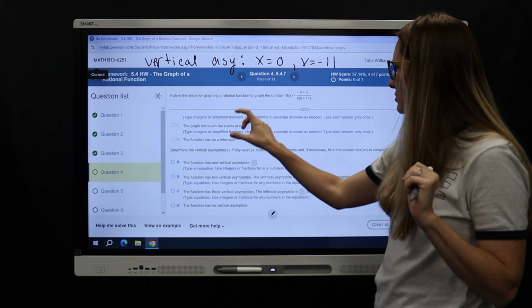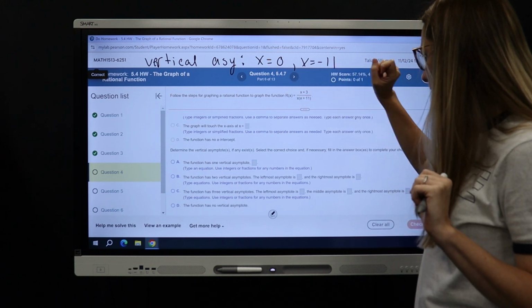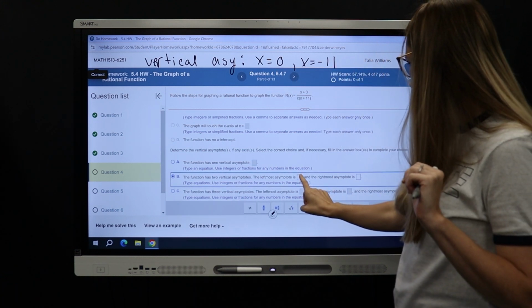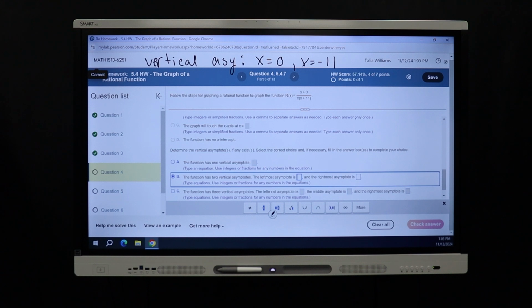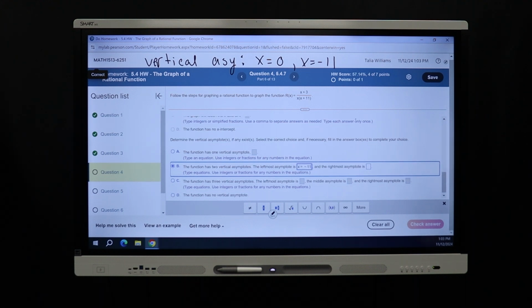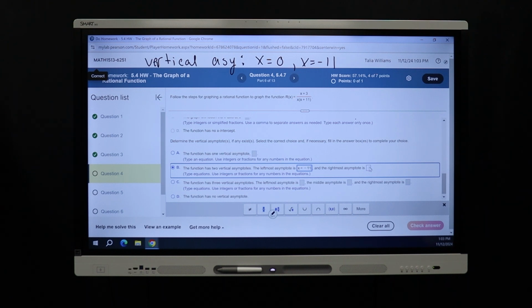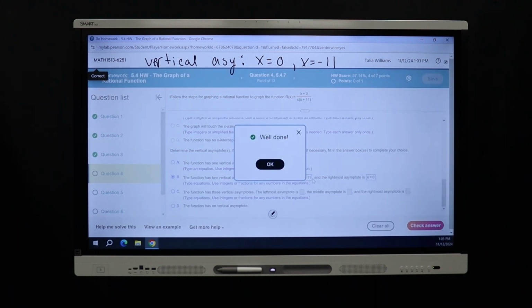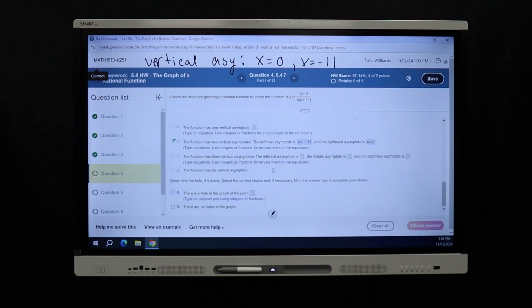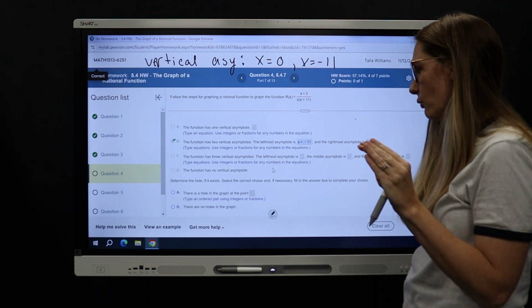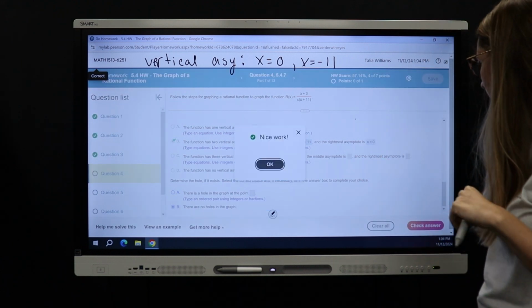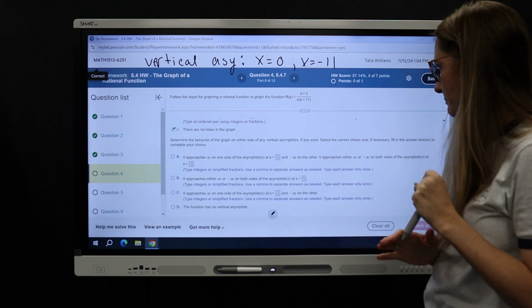Okay, vertical asymptotes, we have them right here. We have 0 and -11. Our leftmost is going to be x equals -11. Our rightmost is x equals 0. Because we had to put them in order. Determine the hole if it exists. Holes are when things line up on the top and the bottom. We don't have that. None of these problems have it. So there's not going to be any holes in our graphs.